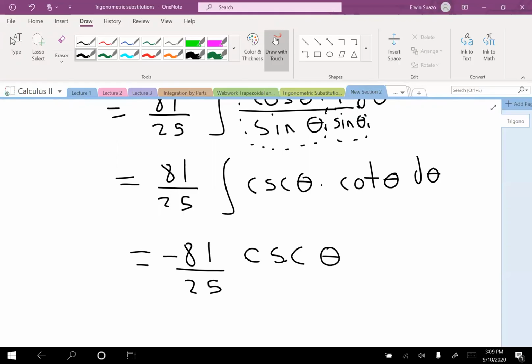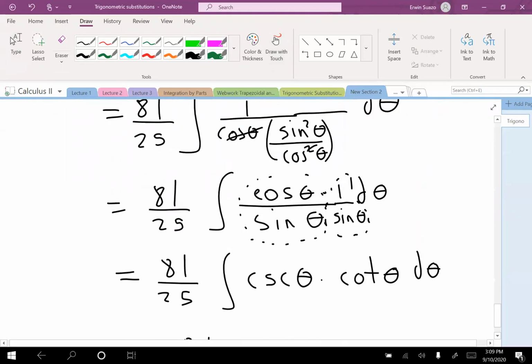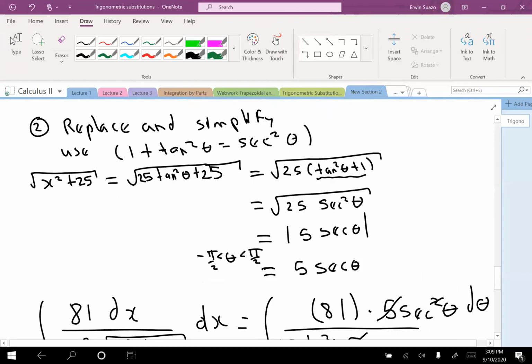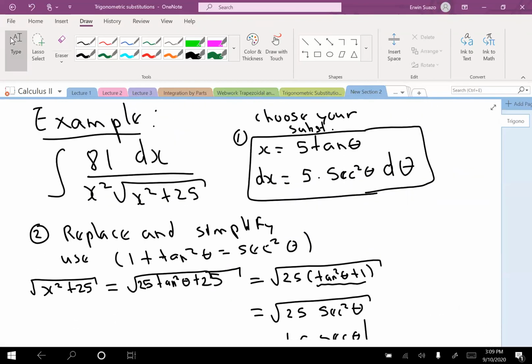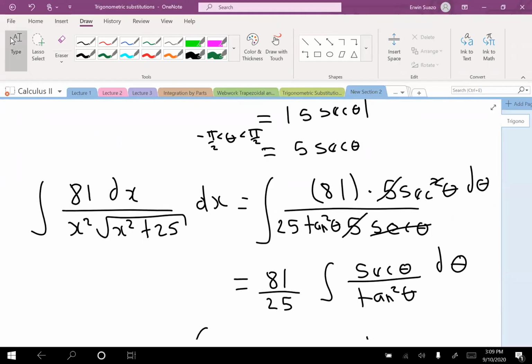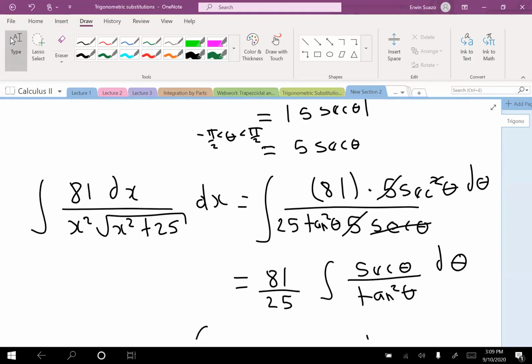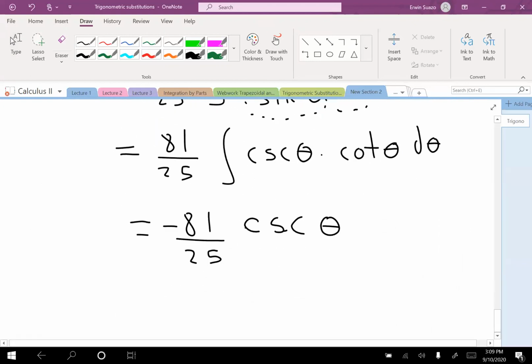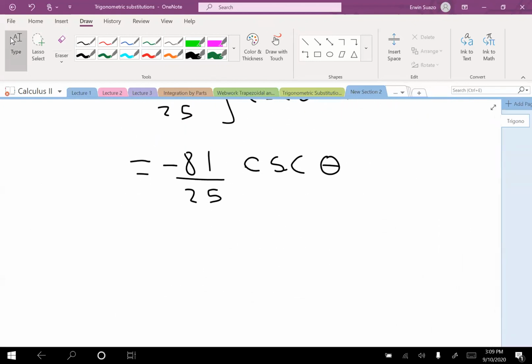Okay, but we are not done. So far this is kind of similar to what we had been doing. We have the square root of a squared plus 25. We look at the table, choose 5 tangent of theta, replace it over here and then start simplifying. Once we simplify, we use the table and then we got an answer. So that's why this problem is a little bit harder than the other one.